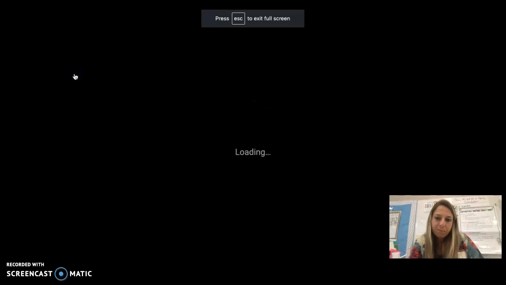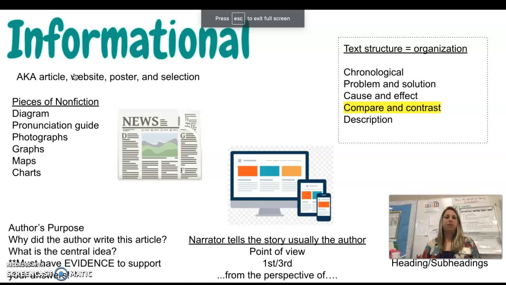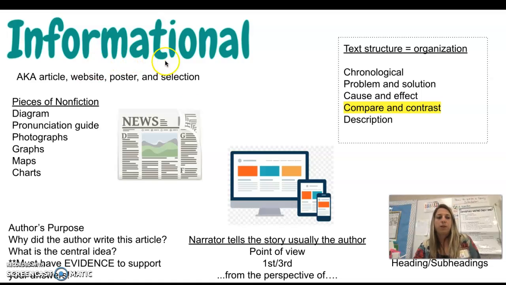There we go. So yesterday we kind of talked about text structure. How did the author organize the story or the paragraph? Cause and effect, compare and contrast, those kinds of things. Today we're going to focus on the text features. So meaning like a diagram, a pronunciation guide, photographs, graphs, maps, charts.